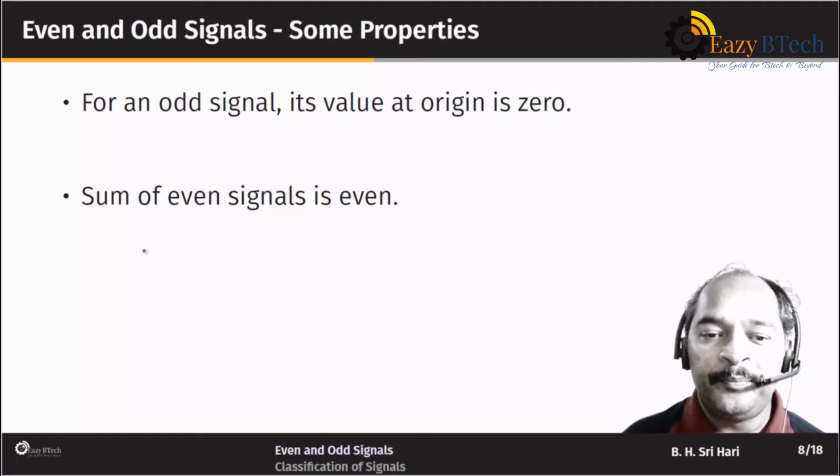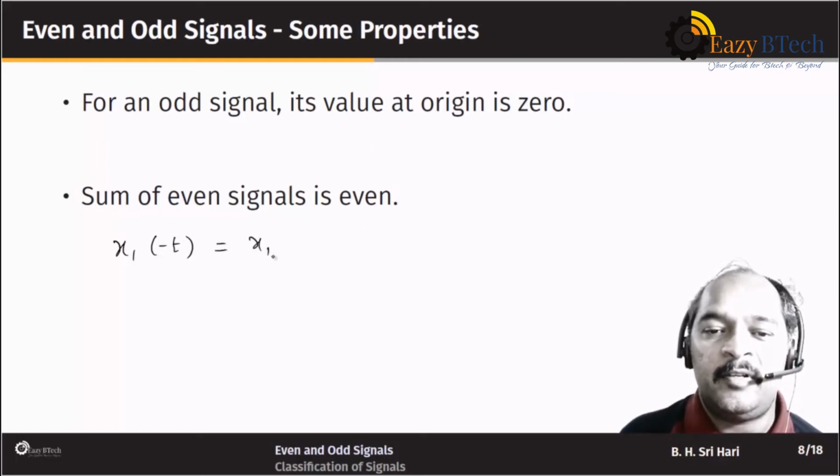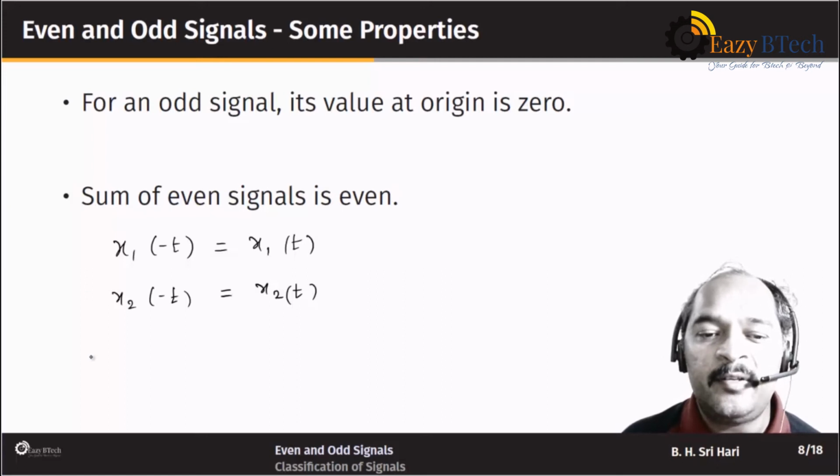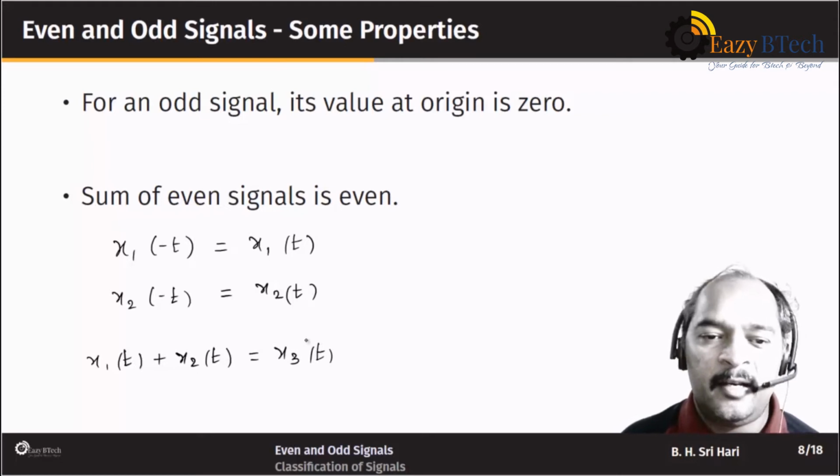So for example, we have two even signals x1 of t, which means x1 of minus t is equal to x1 of t, and I have another signal x2 of t, which is also even, and hence x2 of minus t should be equal to x2 of t. Okay, now if you add them, what happens? x1 of t plus x2 of t, let me assume that is equal to x3 of t. So we should check whether x3 of t is even or not.